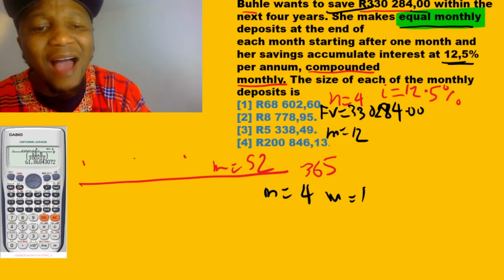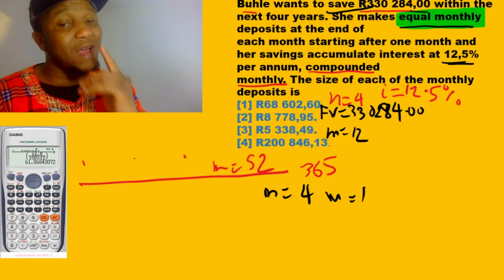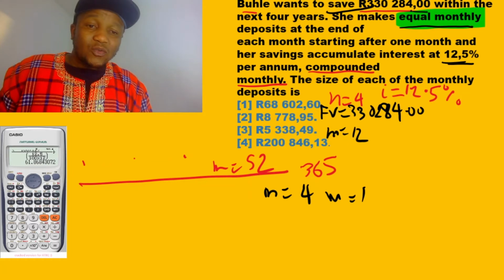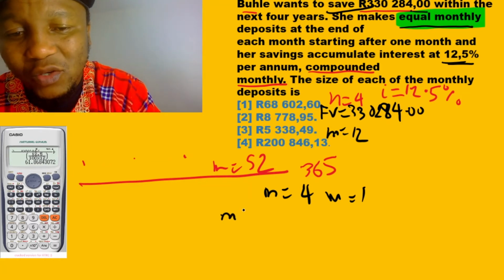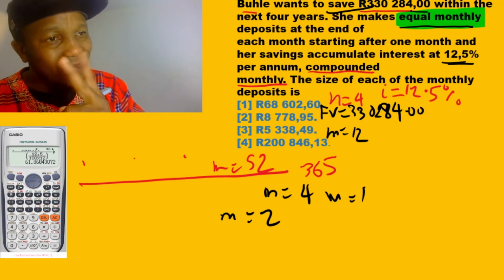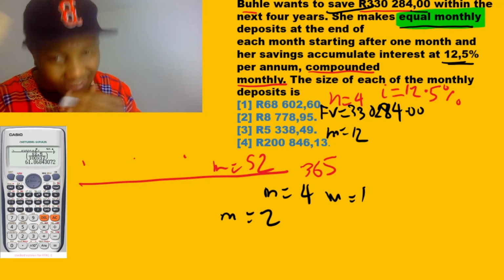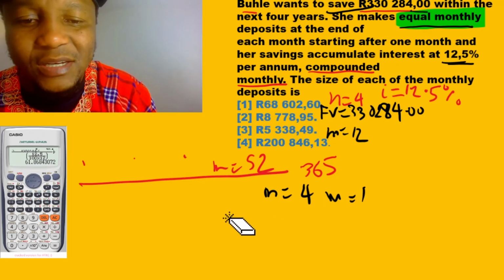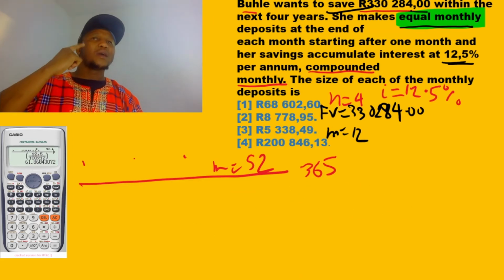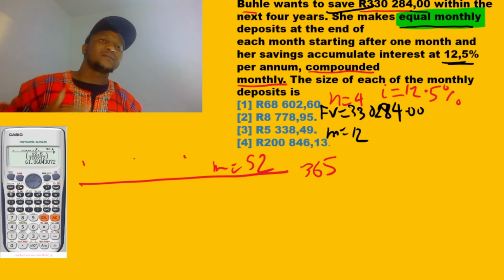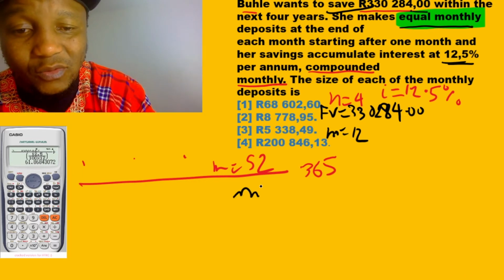It was compounded half annually. So if annual is 1 and it's split by 2, if you just got half annually, then M is going to be 2, because 1 year split by 2. Say it was compounded every 2 months. How many 2 months in 1 year? 6. So M is going to be equal to 6.